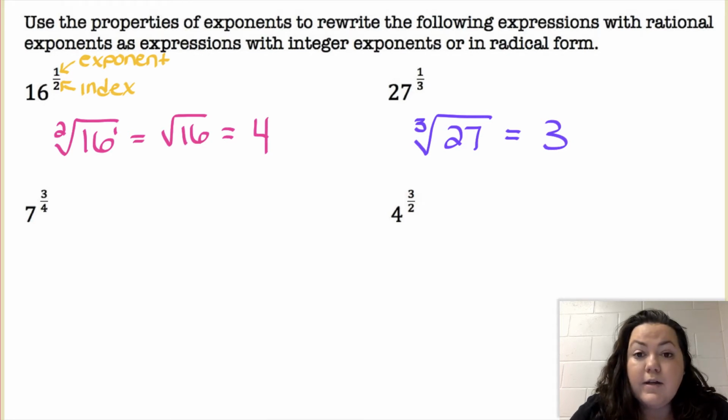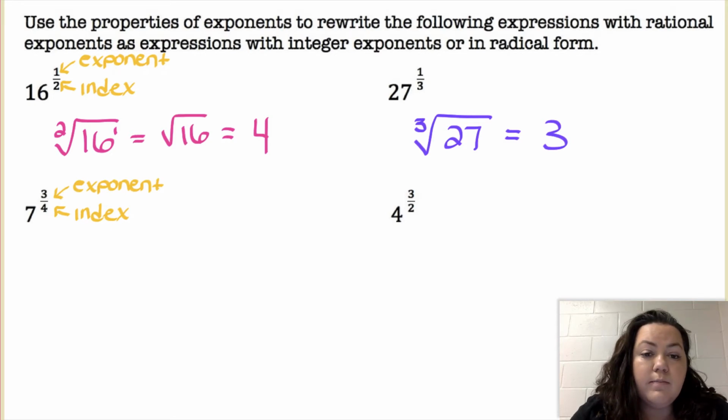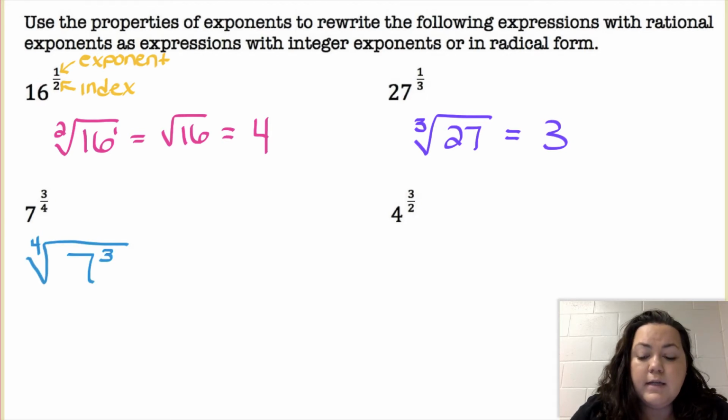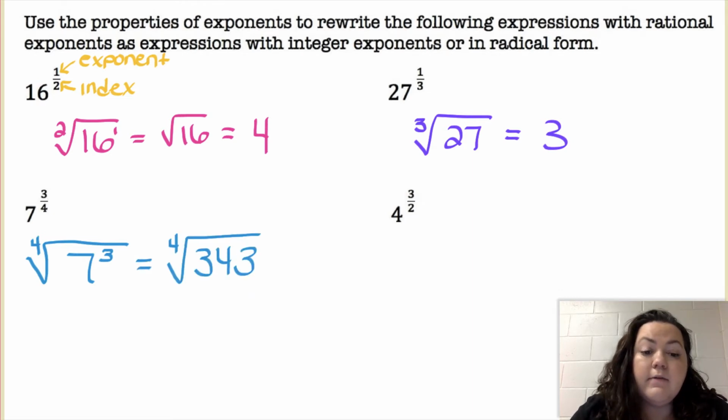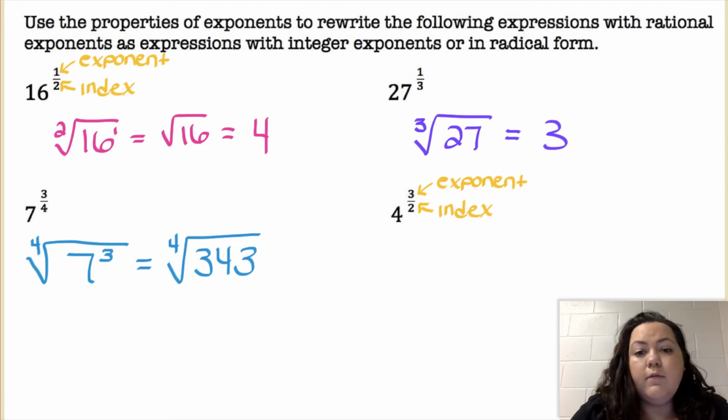All right, 7 to the 3/4 power. So my exponent is 3, and my index is 4. So I'm going to have an index of 4 on the outside, and it's going to be 7 to the 3rd power inside of the radical. When I do 7 to the 3rd power, 7 times 7 times 7, I get 343. And if I try to take the 4th root of 343, I don't get a pretty number, so I'm just going to leave it as the 4th root of 343.